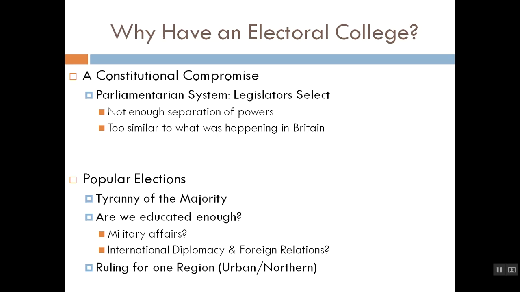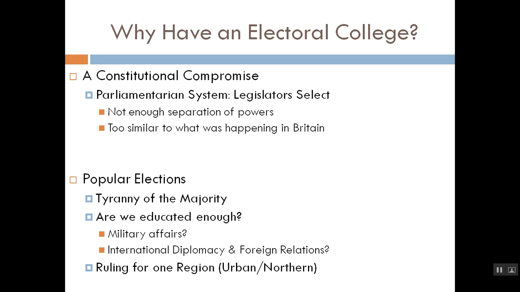But largely, the most important reason why we included the Electoral College had to do with this urban versus rural, northern versus southern divide. Because what we're going to discover is that this last point on the slide is closely related to that tyranny of the majority. The framers did not want a president of the urban states or a president of the northern states. They wanted a president of the United States.